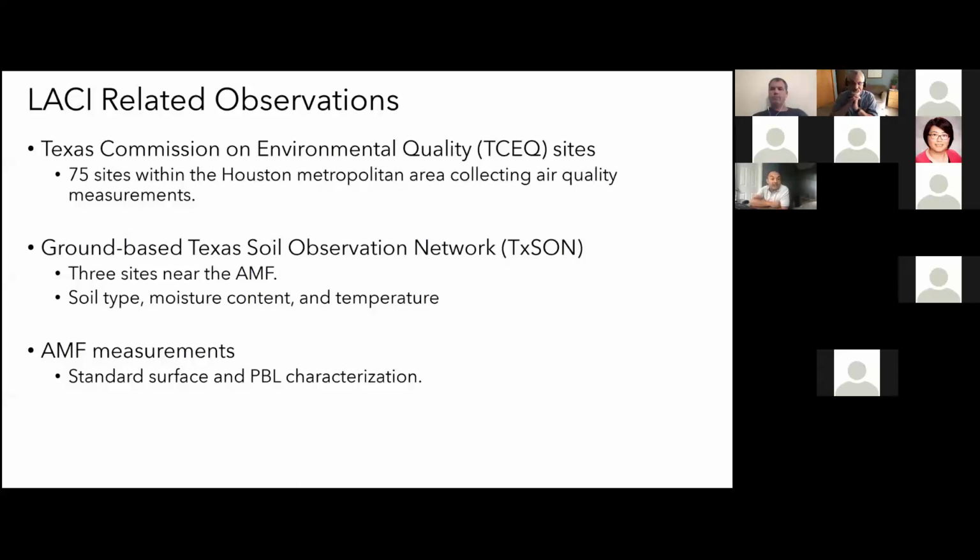Among other ancillary observations, I would like to highlight that the region has 75 sites in the Houston metropolitan area managed by the Texas Commission on Environmental Quality, which is pretty cool. Some of the sites not only have aerosol measurements, but also MET measurements. Michael Young from the Texas Soil Observation Network was very kind. He's going to put one soil observation system at the AMF3 site, and two others around the area where the ancillary site is. That's very nice. And obviously, for the AMF, we also have standard surface and PBL characterization: Doppler LiDARs, eddy correlation fluxes, clouds, etc. One more slide.